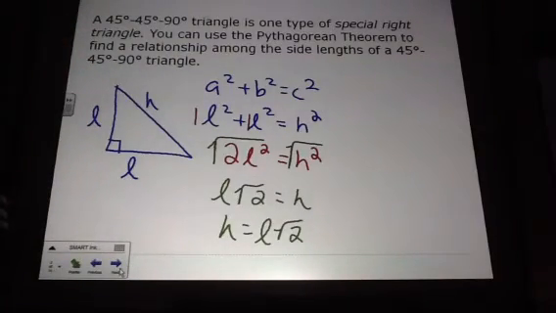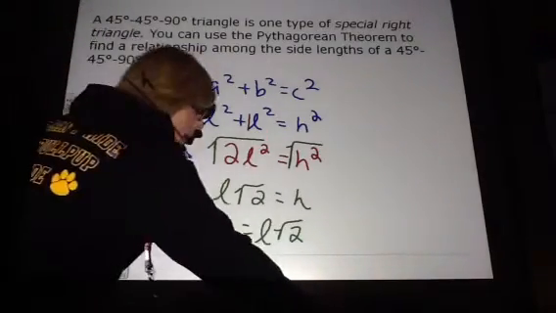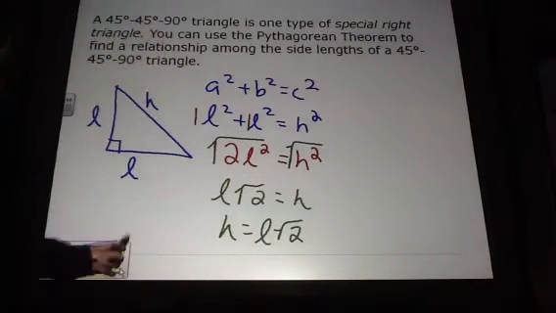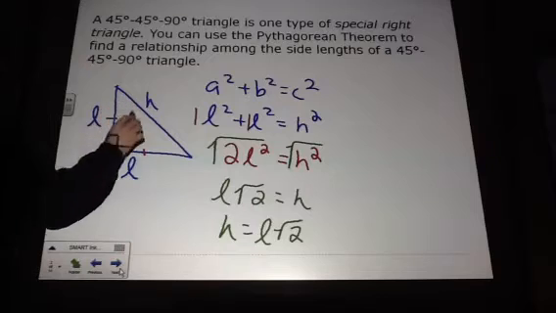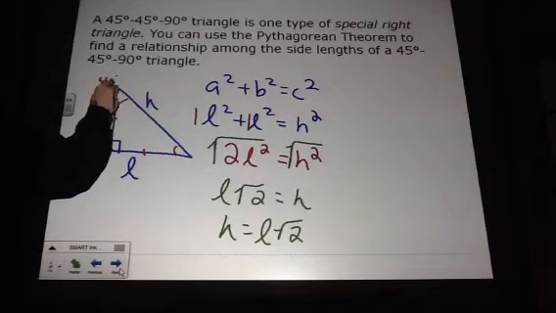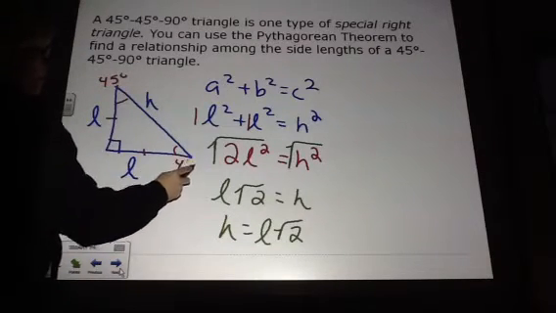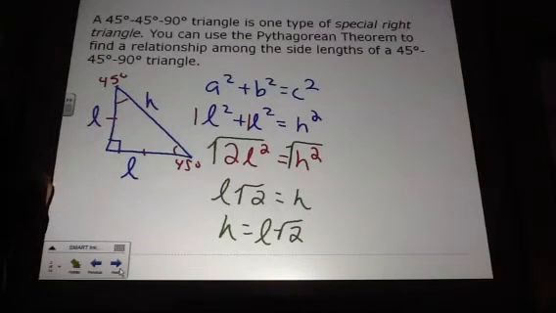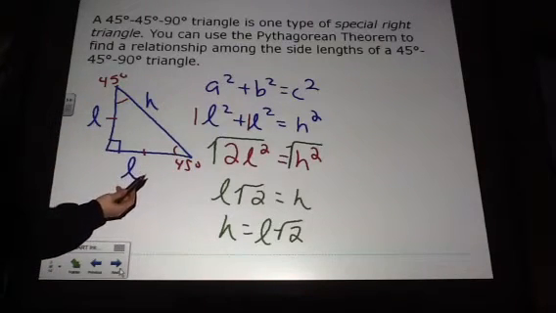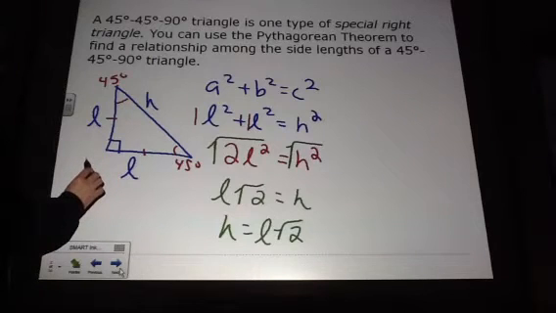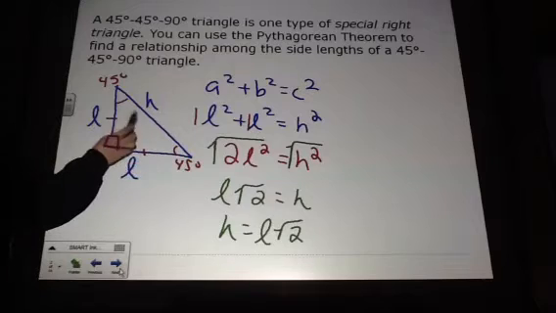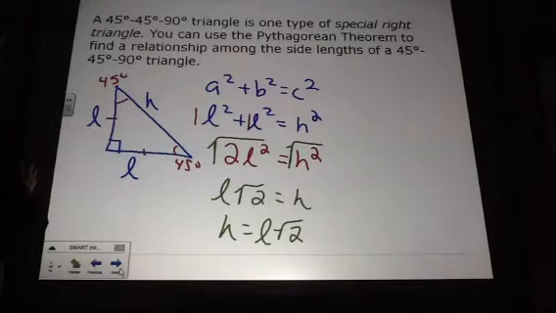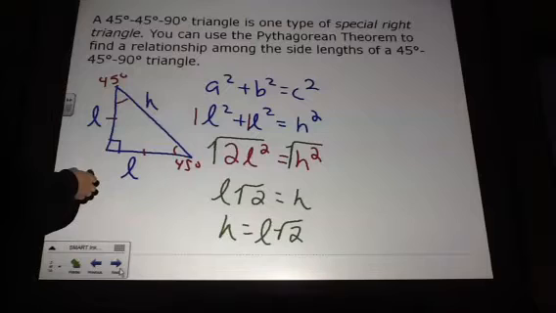So class, what this is telling us is that when we have an isosceles triangle, which we do because these two side lengths are the same because they both equal L, what do we know about these two angle measurements? They are 45 degrees. Because of our triangle angle sum theorem, we have to have 180 degrees. So if this is 90, then these two are acute angles, and if they're congruent, they have to be 45. So what we have here is our special 45, 45, 90 right triangle.